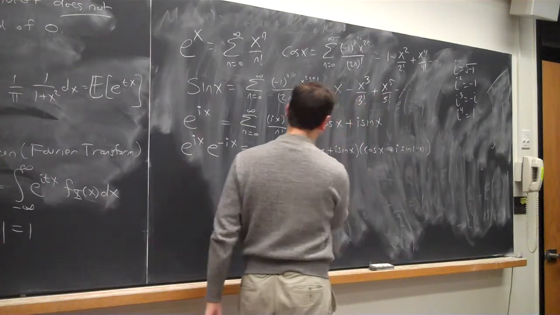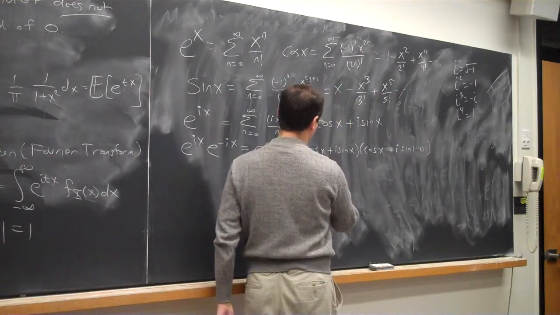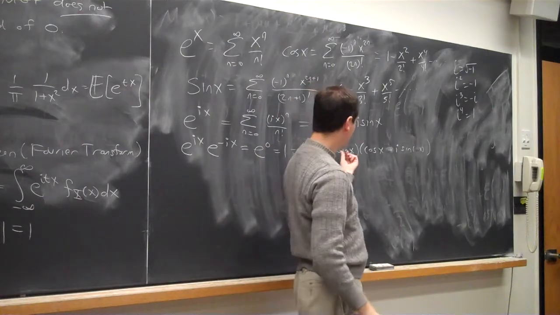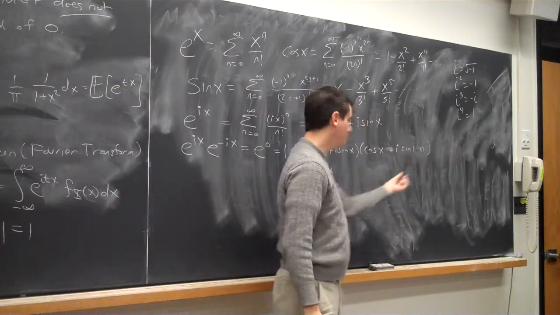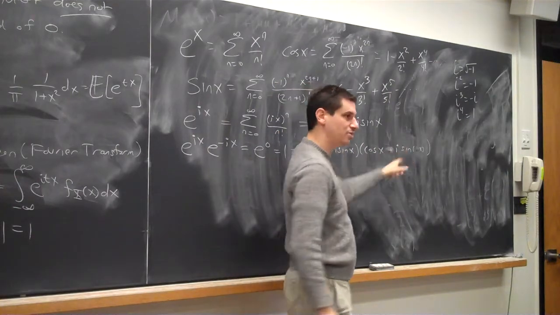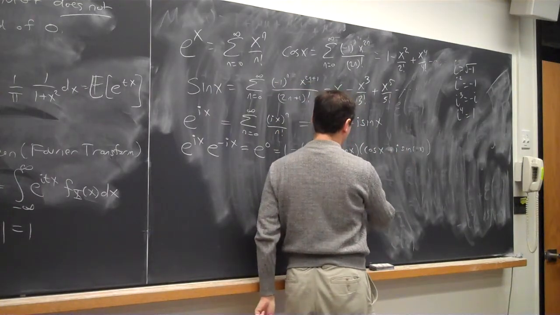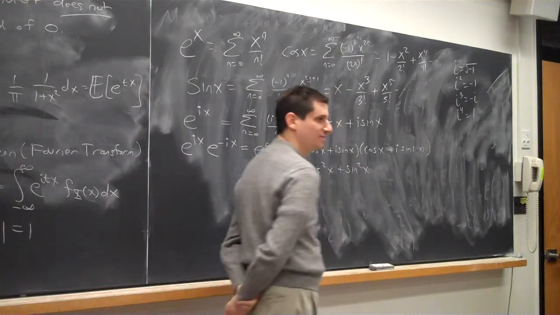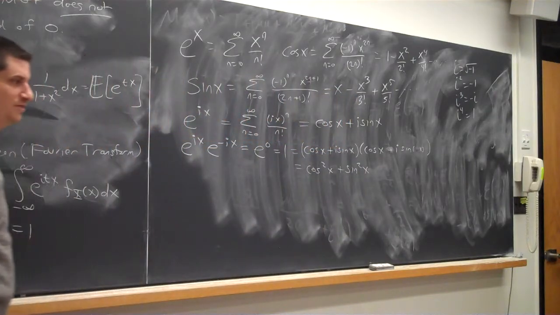And when you do the algebra, cosine times cosine is cosine squared x, plus i sine x cosine x, minus i sine x cosine x, that cancels. And you have i times minus i is 1, plus sine squared x. This is Pythagoras.